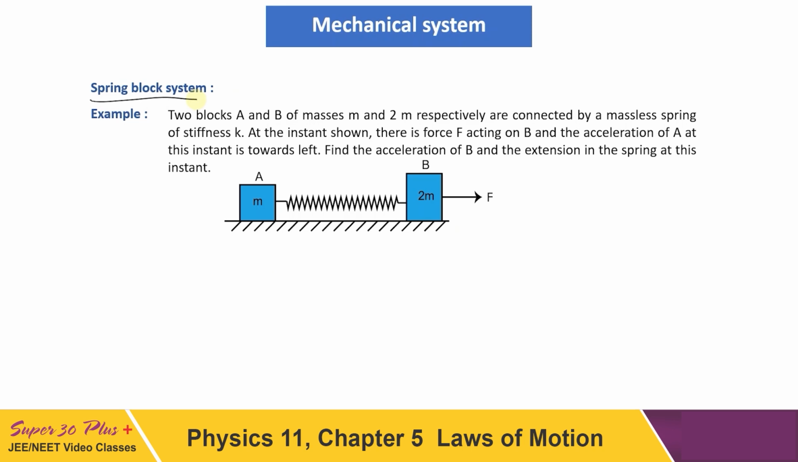So in this example, as you can see, a spring is there between the blocks having masses m and 2m, and a force F is applied on mass 2m. Now it is asking for the acceleration of B and the extension in the spring at this instant. Stiffness is also given, that is k. Since block A is having an acceleration towards left, there must be compression in the spring at this instant.